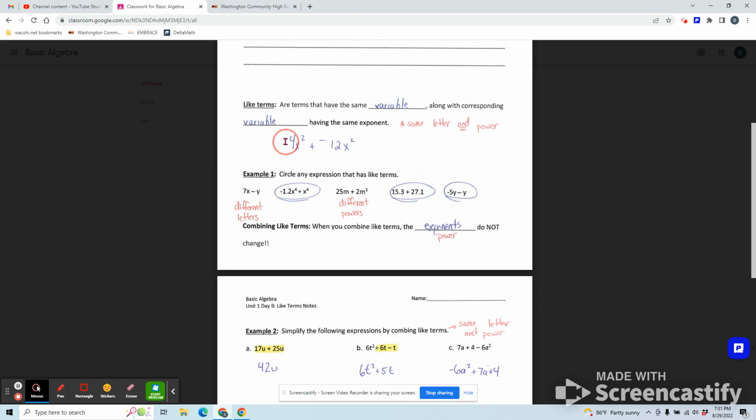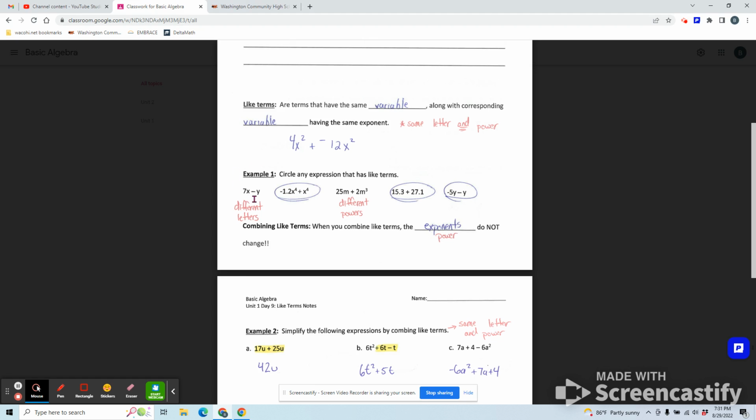So this coefficient is 4. Remember, the coefficient is the number in front of the variable. This coefficient is negative 12. It does not matter what the coefficient is. So example 1 says, circle any expression that has like terms.